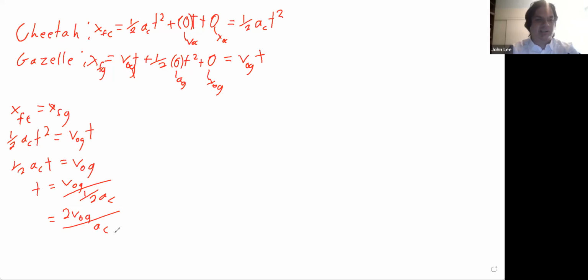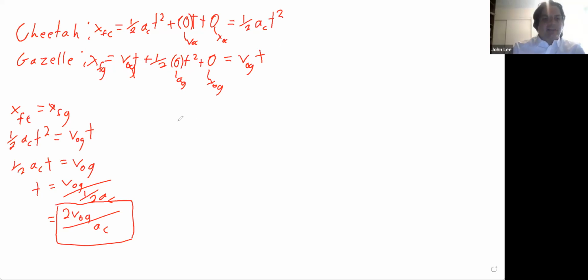I'm not going to plug in any numbers because once you get far enough in physics, you don't like numbers. You like it to be as generalizable as possible for a given problem, but also just because I don't have a calculator right now, so I don't want to try to do this in my head. But T equals 2 V naught G over AC. That's just going to be the time when X final equals X final for the gazelle and the cheetah.